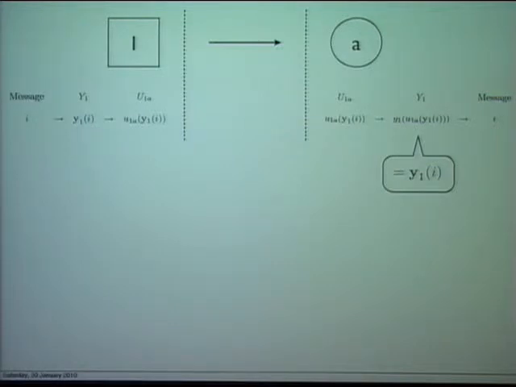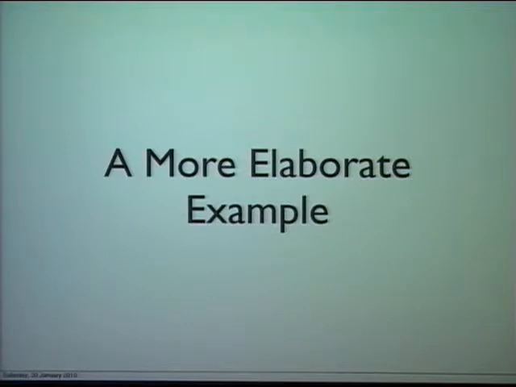So this shows how we use these auxiliary random variables to characterize the problem, not in the most clever way, but in a dumb way. But this turns out to be very powerful. Now here's a more elaborate example.